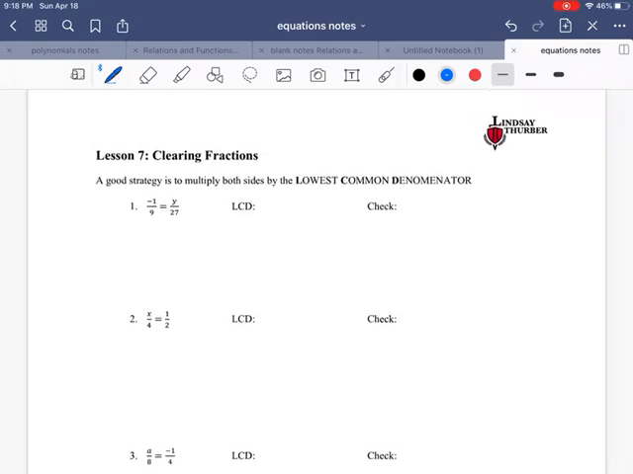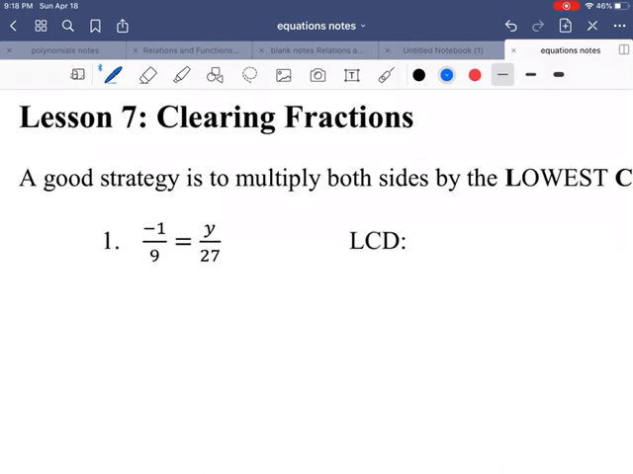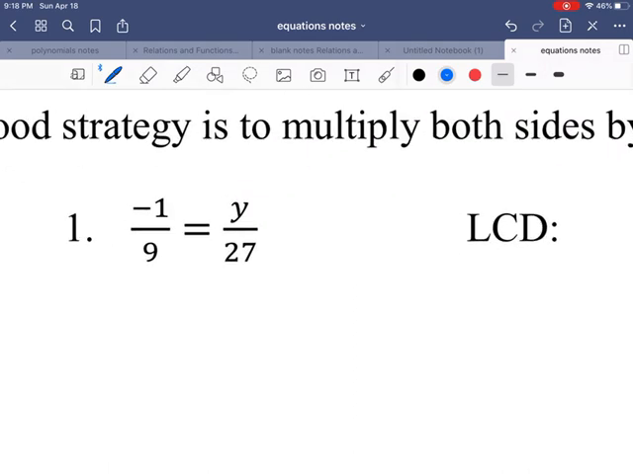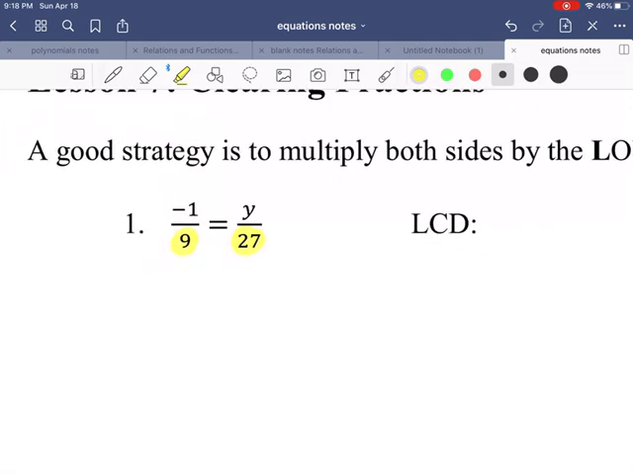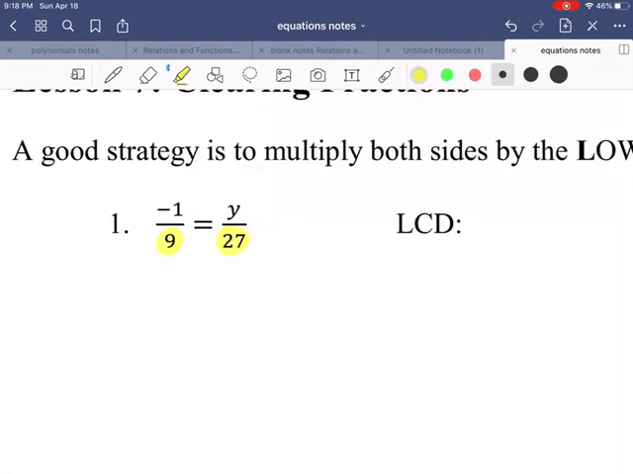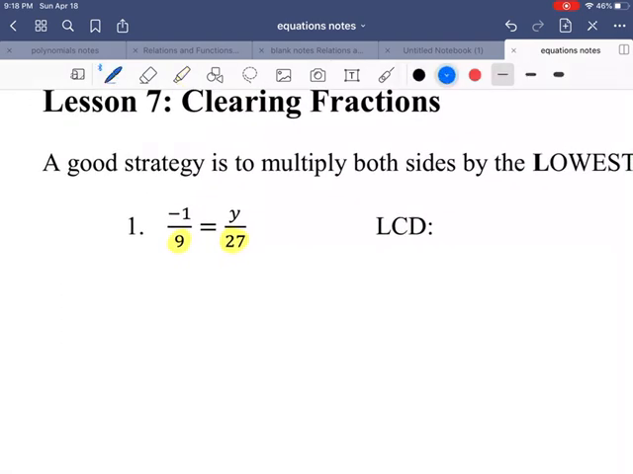Okay, lesson 7 here, clearing fractions. So sometimes we get up into these equations where they have denominators. Like in this example, we've got a denominator of 9 here and a denominator of 27 here. Well, how the heck do we get rid of these? Well, what we want to do is figure out the lowest common denominator between those two numbers.